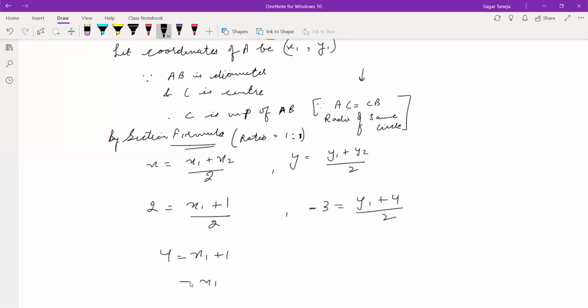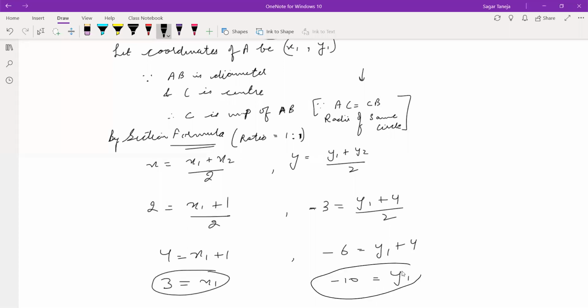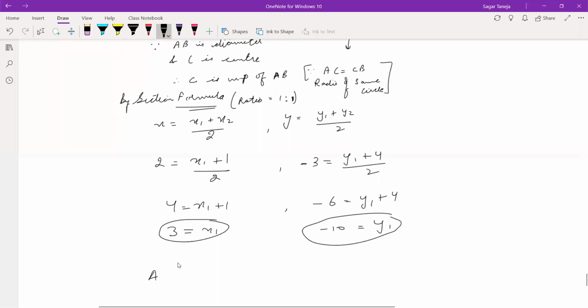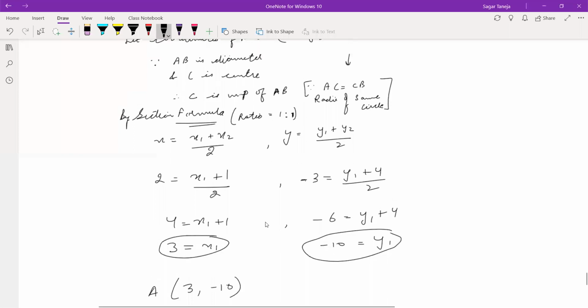It is very easy. X1 is equal to 3. And here minus 6 is equal to y1 plus 4, and y1 is equal to minus 10. Minus 6, minus 4, minus 10. These are the values. So coordinates of A are 3 comma minus 10. Note it down.